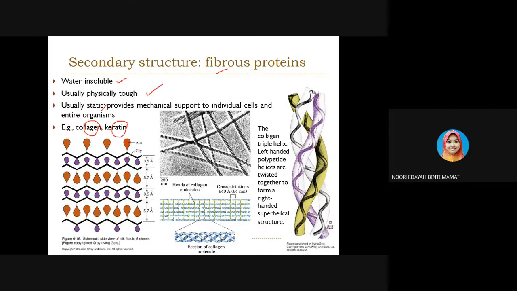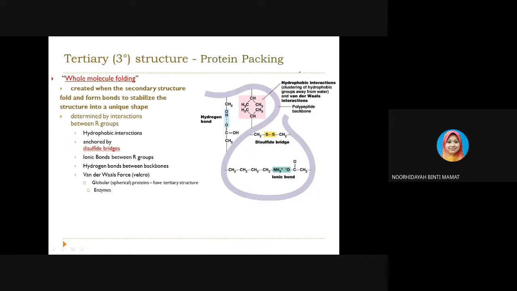Okay, so this is the collagen triple helix, which is made of left-handed polypeptide helices twisted together to form a right-handed superhelical structure. So this is the secondary structure, for example, in the fibrous protein. All right, so we move to the tertiary structure of protein. The process involved in this tertiary structure is protein packing. First, we have assembly of the amino acids, then the folding of the amino acids, then the third one, the packing of the protein in the tertiary structure.